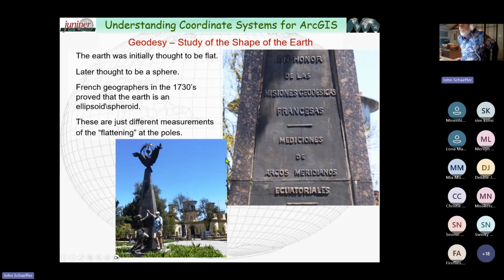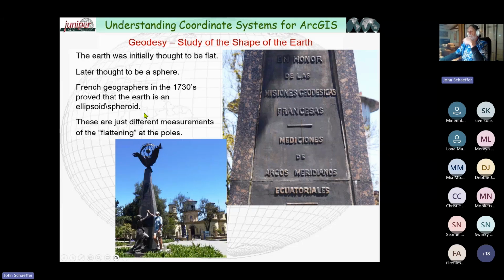Now, geodesy is the study of the shape of the Earth. The Earth was originally thought to be flat, though probably not really. I think the Greeks had it down. Later it was thought to be a sphere. A sphere is a regular shape, perfectly round. French geographers in the 1730s proved that the Earth is an ellipsoid or spheroid.